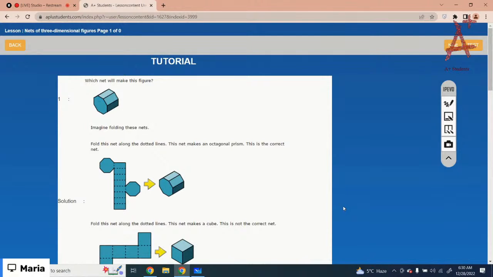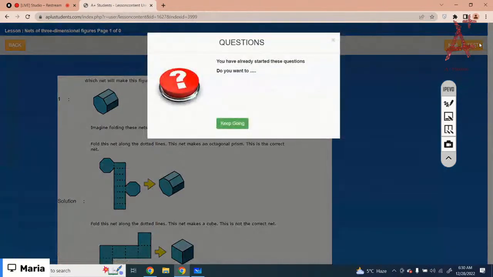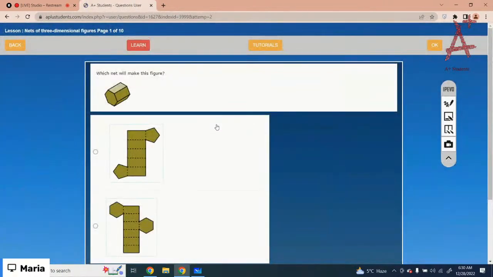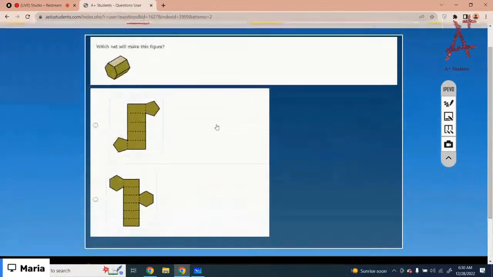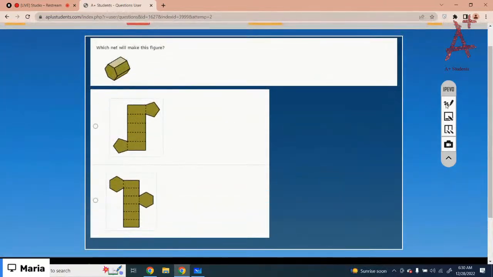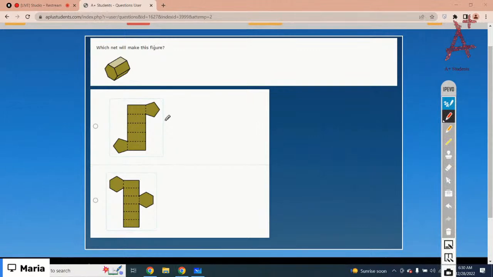You have to basically fold the objects to form the shapes. Got it? Let me just see what we have to do on the test. Which net will make this figure? So which of the options is the correct one? You can just match the shapes. Got it? Just look at this one.